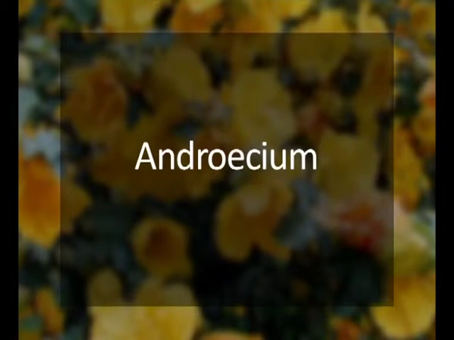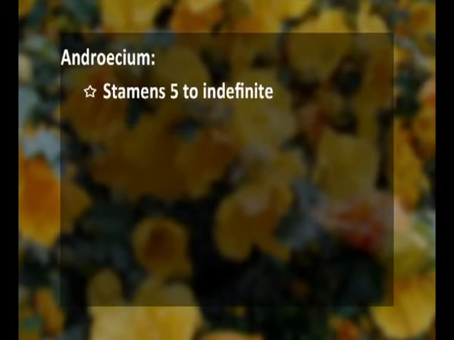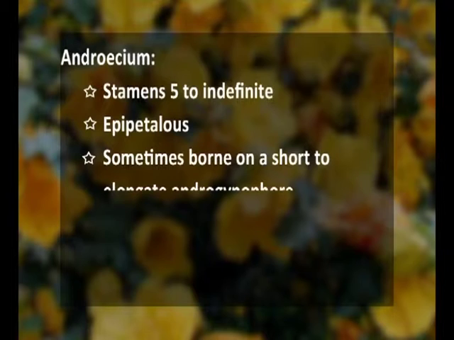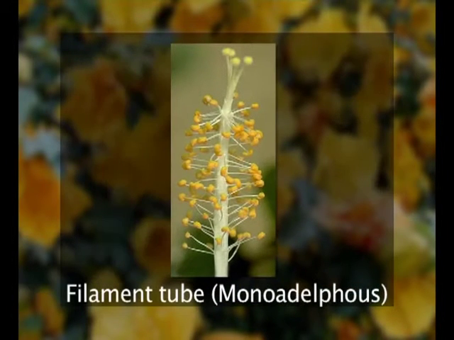Male part of the flower, that is androecium. The androecium comprises stamens, which are 5, or they can be of indefinite number. They are epipetalous, or sometimes they are borne on a short to elongate structure called androgynophore. The filaments of the stamens are usually fused together.